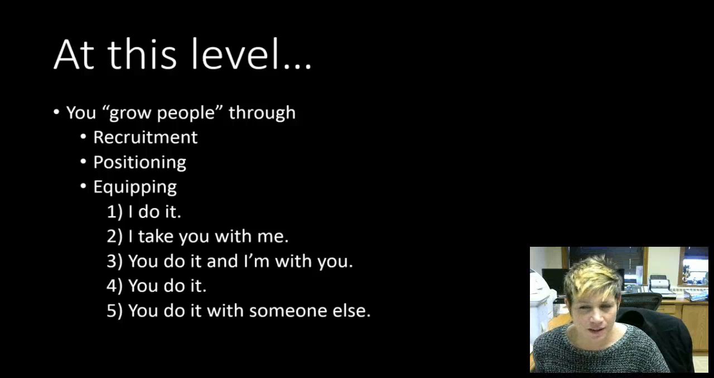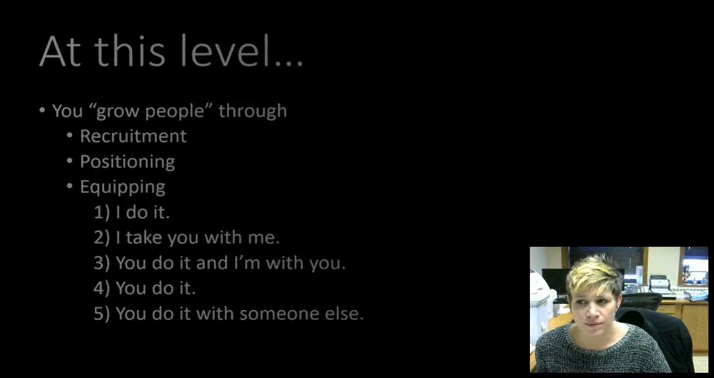And he went through the 5 keys to development. The first being, I do it, meaning that you can't teach others how to do it unless you're able to do it yourself. And then once you're able to do it, then you take someone else with you. And so you take someone and you teach them, you walk with them, and you work together as a team, showing them how you do it. And then from there you go to you do it and I'm with you, where they do it and then you fine tune them. You help them, develop their craft and perfect it. And then at that point you let them do it. And then the level 5 is where they do it with someone else.